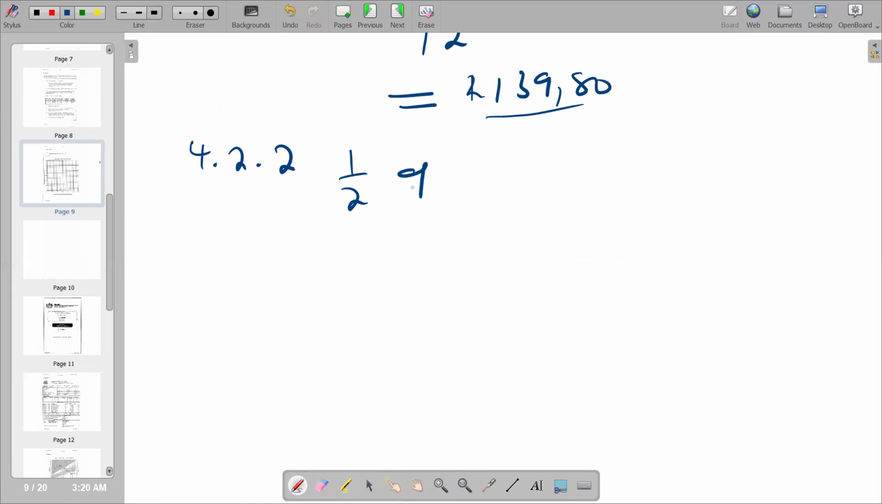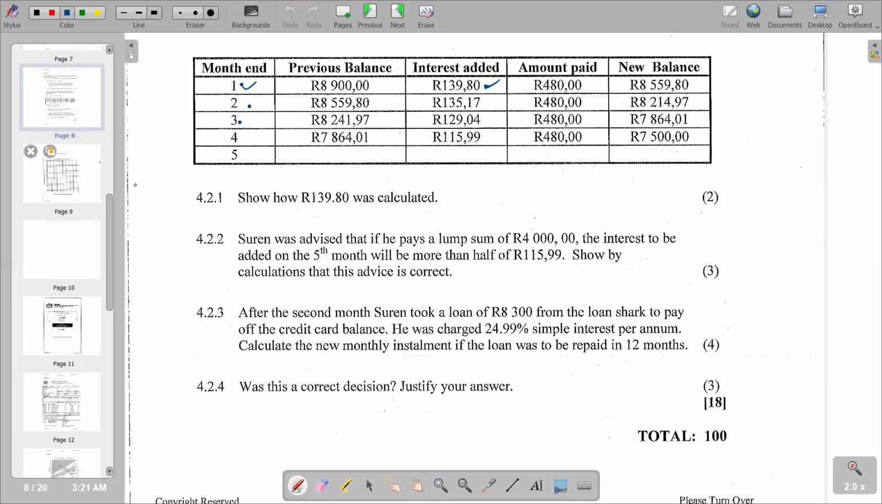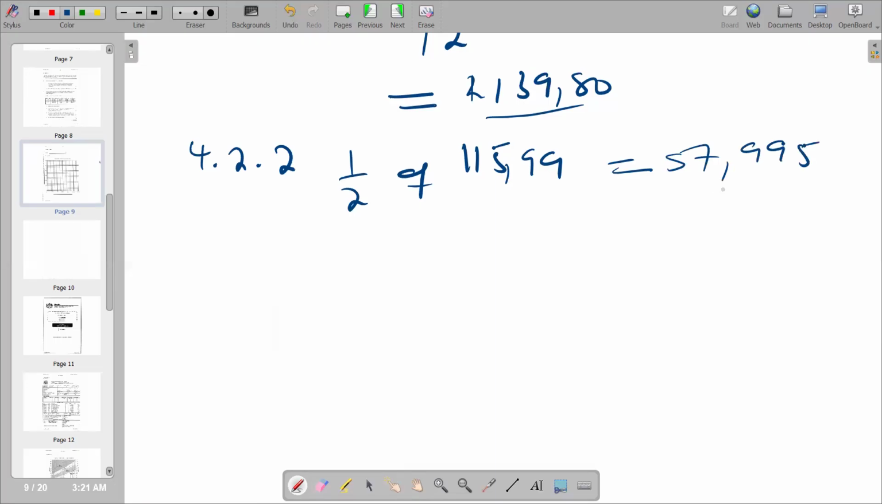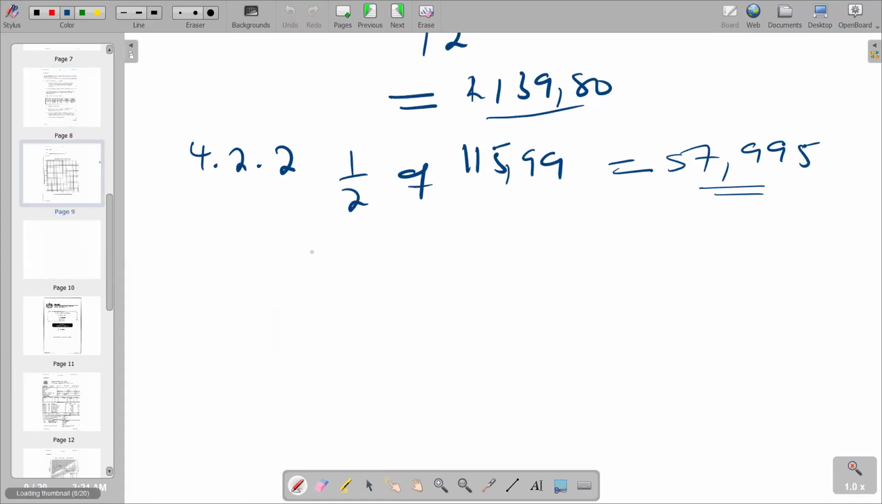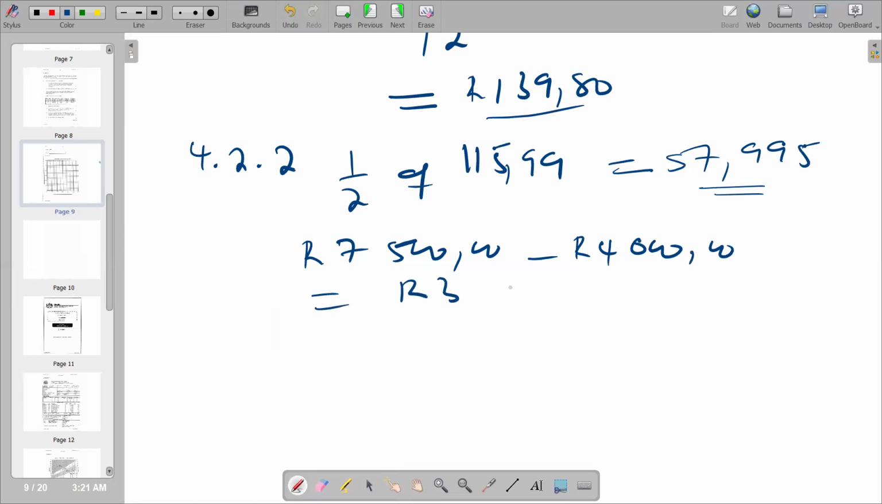This is 4.115.99. 115.57 points. This is the figure that we are trying to look for. Basically, now on our calculation, we are going to say 7,500, which is the amount that will be paid, the lump sum 4,000. So that's the first calculation that we're going to make. 7,000 is going to be paid, 500. So this 3,500 is the one that we want to calculate the interest on.